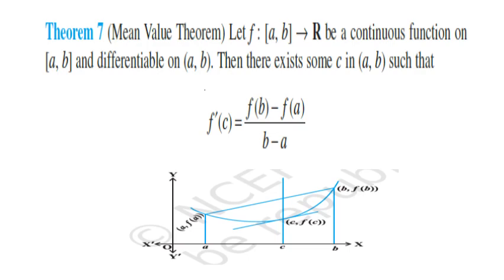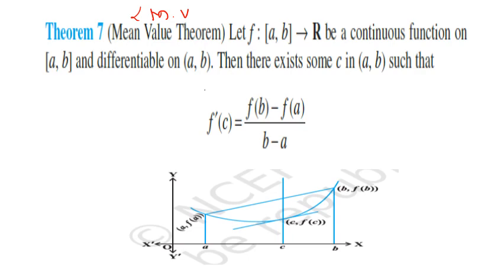Next, mean value theorem. We will call it Lagrange's mean value theorem also. Lagrange's mean value theorem means f is a function defined from closed interval [a, b] to R, continuous on closed interval [a, b], differentiable in open interval (a, b), same as Rolle's theorem, but the third condition is not there. Then there exists a c in open interval (a, b) such that f dash c is equal to f of b minus f of a by b minus a.